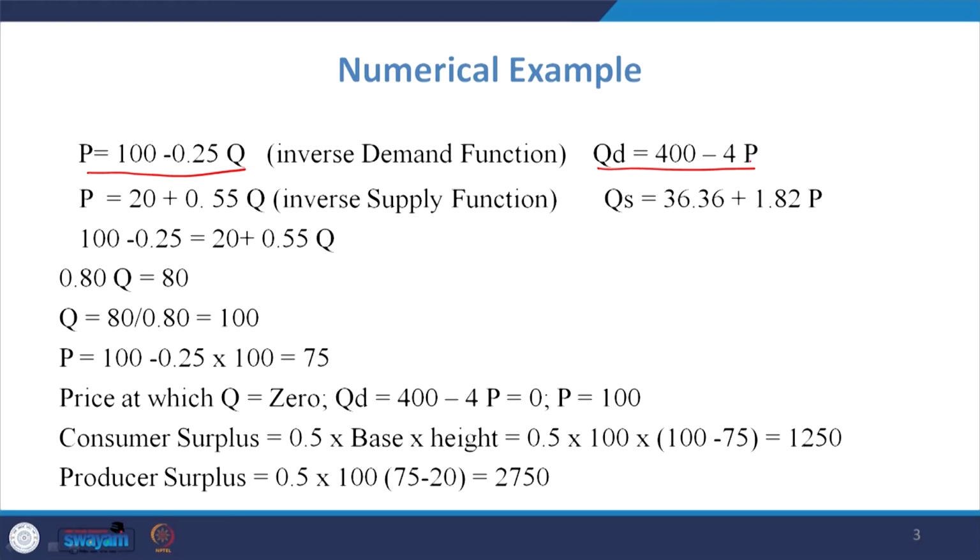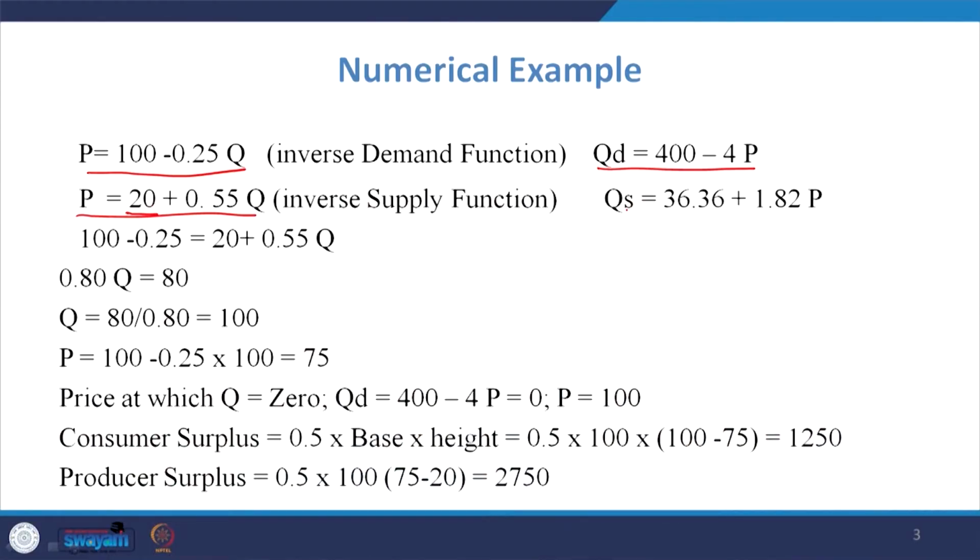Similarly, we also have the supply function P equal to 20 plus 0.55 Q, and here you can also know the slope of the supply curve. If you differentiate this function with respect to Q, then this partial derivative is the slope of the supply curve, and this is constant, indicating that there should be a minimum price which is necessary for a producer to supply the goods in the market, and that minimum price actually depends upon the fixed cost.